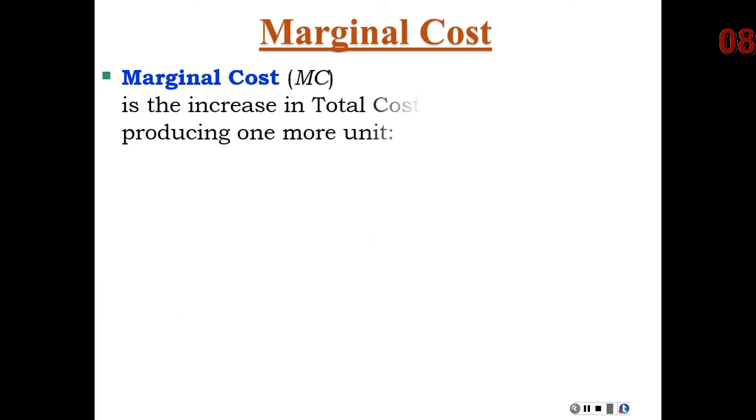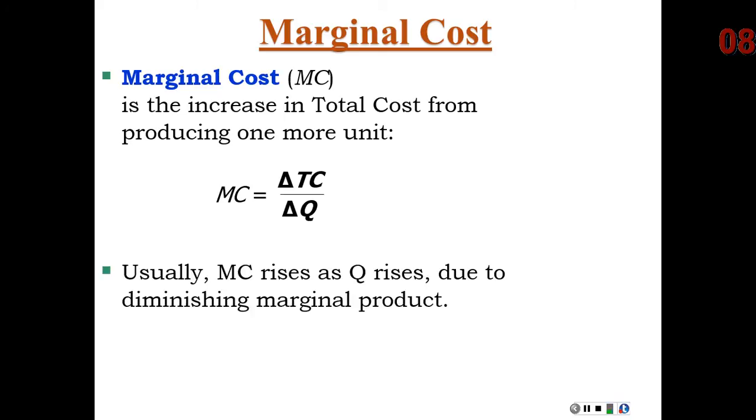Now, marginal cost. We looked at marginal product. Now we need to look at the extra amount of cost that Farmer Jack might have as he increases his output by 1 unit. This is called the marginal cost. We can represent it notationally as a change in total cost divided by a change in output.